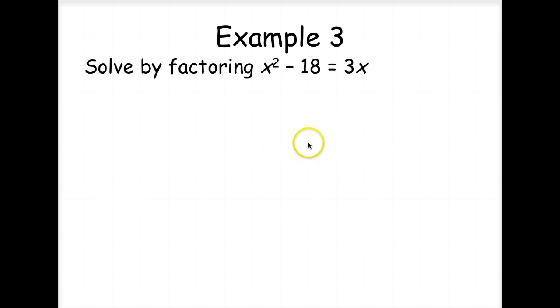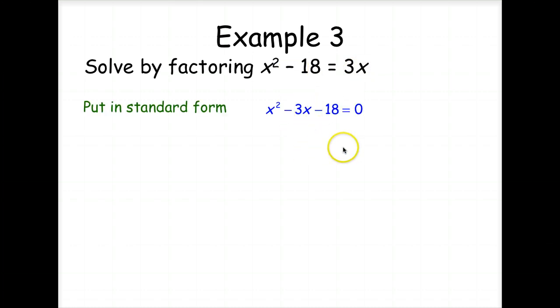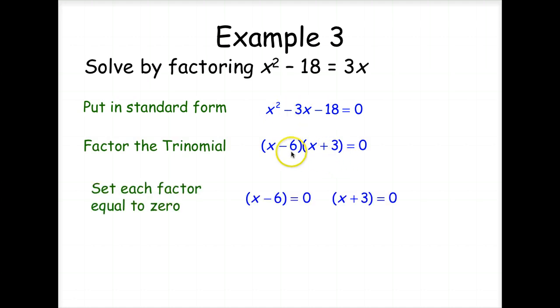One last one. Well, this one's not set up in standard form, so we need to start by subtracting 3x from both sides. Factors of 18, that the difference will give you a negative 3. So x minus 6, x plus 3. Set each of these equal to 0 and solve for x. Very good. Now you're ready to begin working on the assignment.